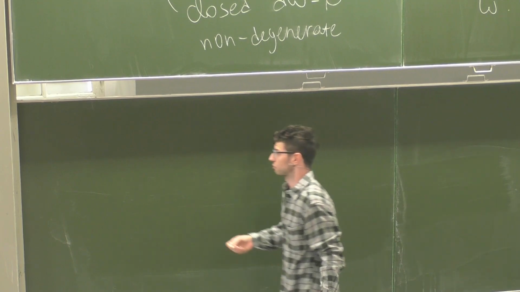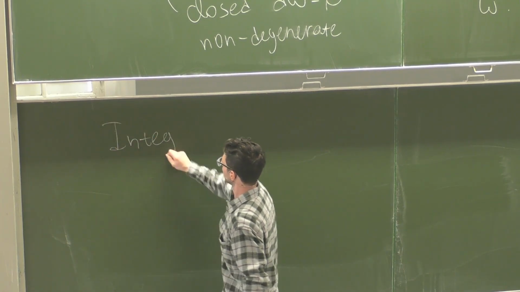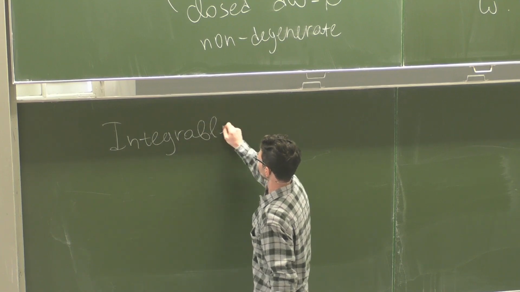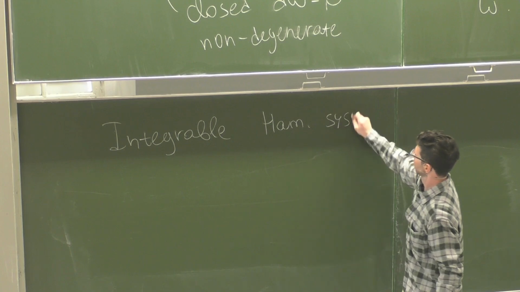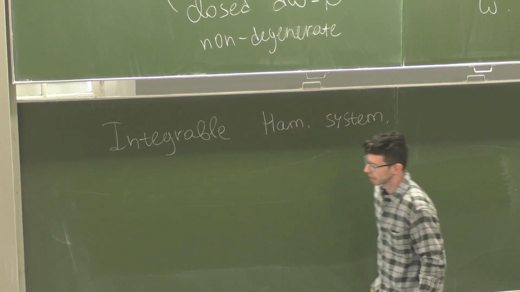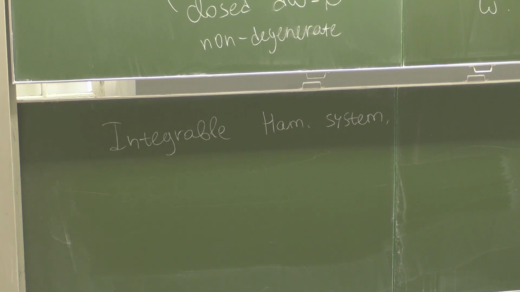So now that we have this, we will discuss the notion of an integrable Hamiltonian system. We'll see what that is and why these systems are interesting and important. So in general, Hamiltonian systems, as any differential equations, they don't behave in a nice way. They're very chaotic.